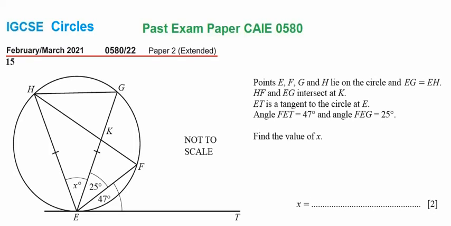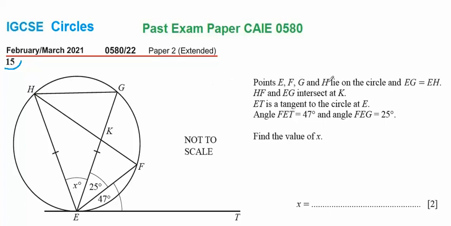Here we will solve some questions from IGCSE Mathematics, topic circles. The questions are taken from year 2021, February, March and May, June past exam papers, Cambridge 0580, variant 22. So it is from February, March 2021, question 15.